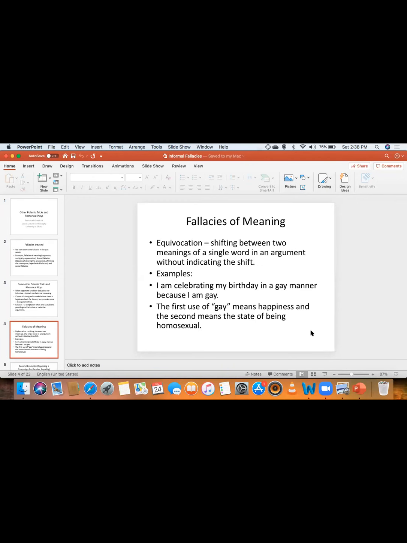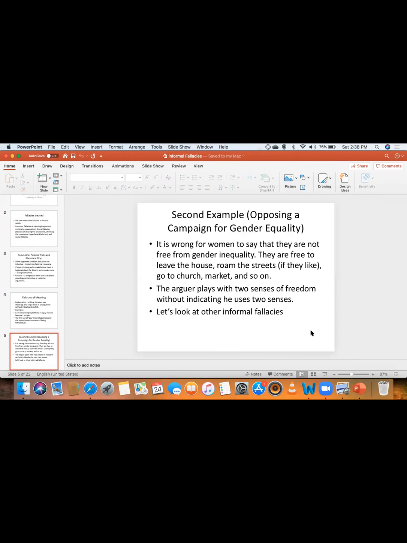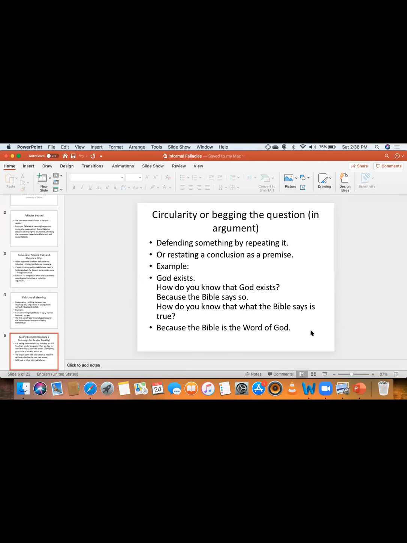We said equivocation, shifting between two meanings of a single word in an argument without indicating the shift. We saw examples of how equivocation works in an argument, because the previous ones we saw were not in an argument. They were just casual statements. Then we saw circularity in argument. This one is different from circularity in definition. Circularity in definition is to repeat the definiendum in the definiens. But circularity in argument is to repeat the conclusion as a premise.